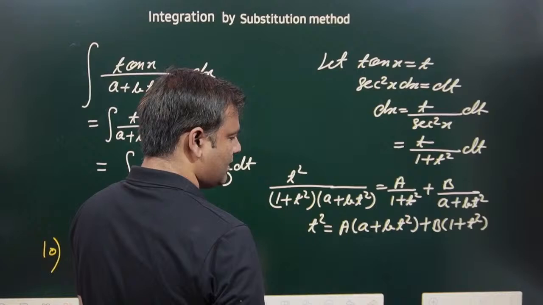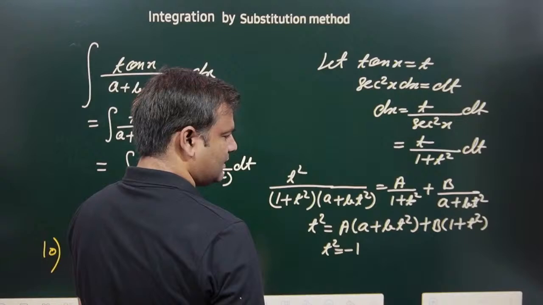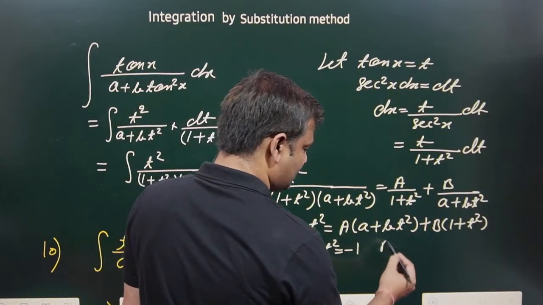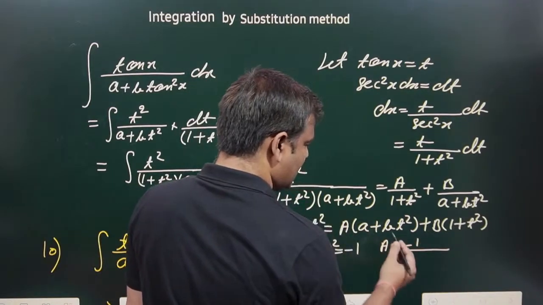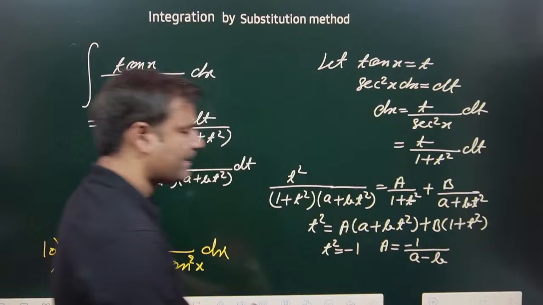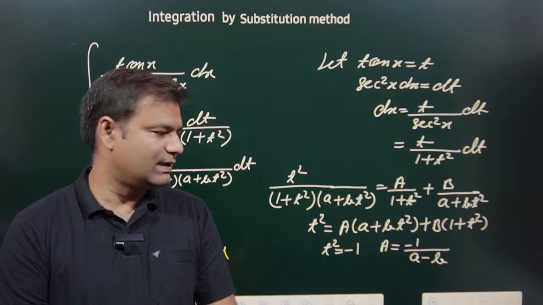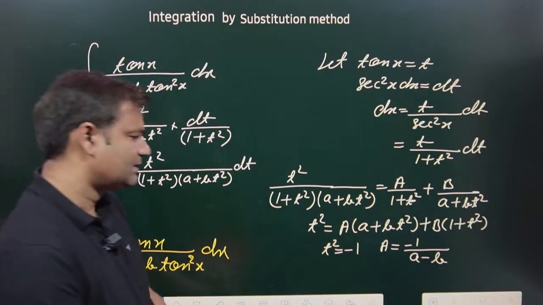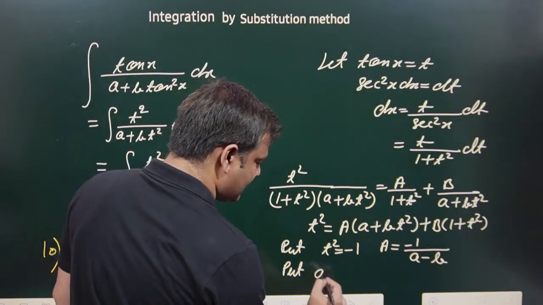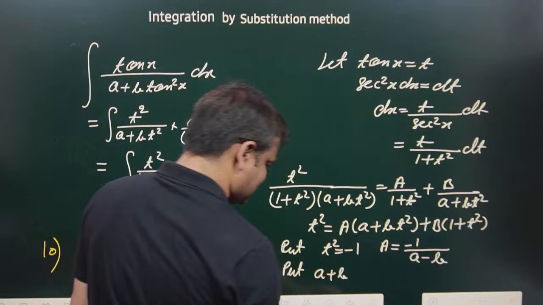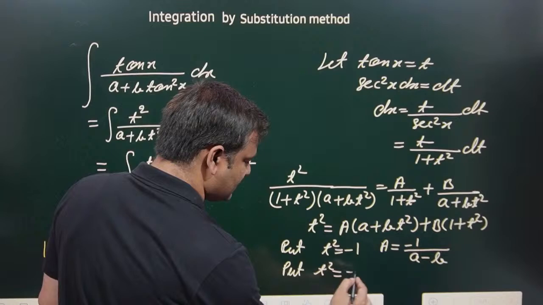After that, if t square is replaced by minus 1, then that value becomes 0. Then what about A? A is written as minus 1 upon a minus b. So capital A is minus 1 upon a minus b. After that, put a plus b into t square equal to 0. So t square is basically minus a upon b.